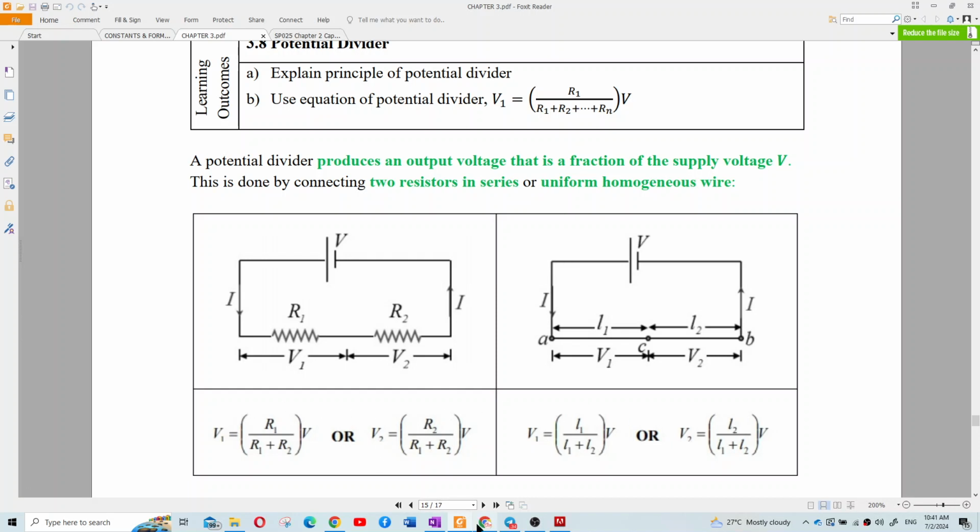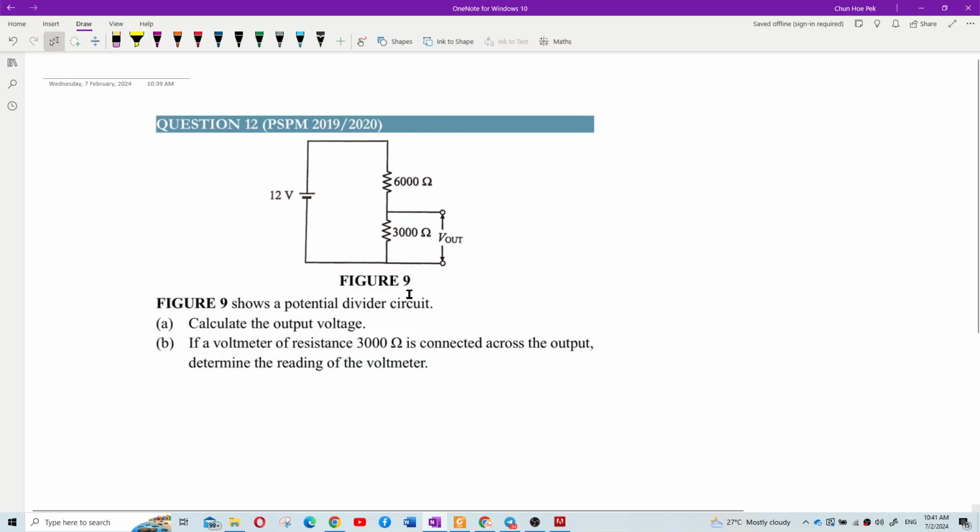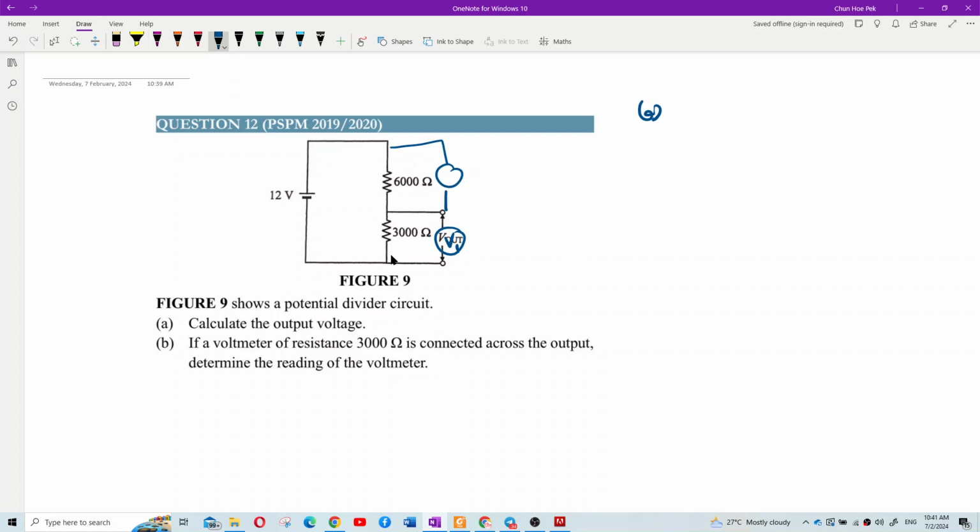So now let's try one question. Calculate the output voltage. That means the voltage across the 3000 ohm. How? Use the formula. Maybe we can put it this way. Here we put it as V1, here this is V2. And this is R1, this is R2.